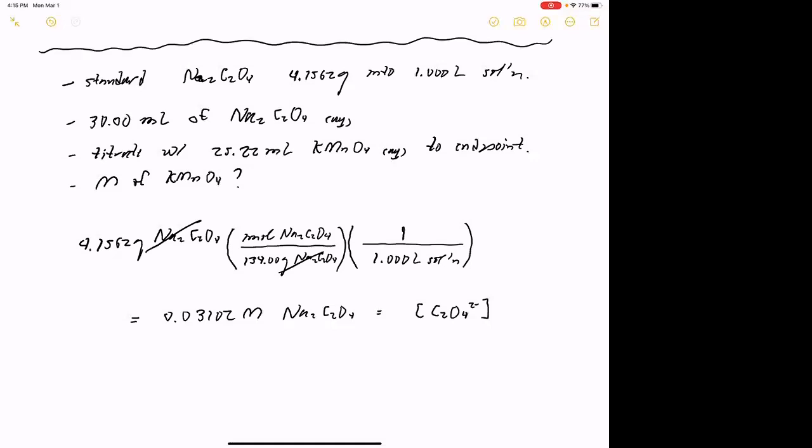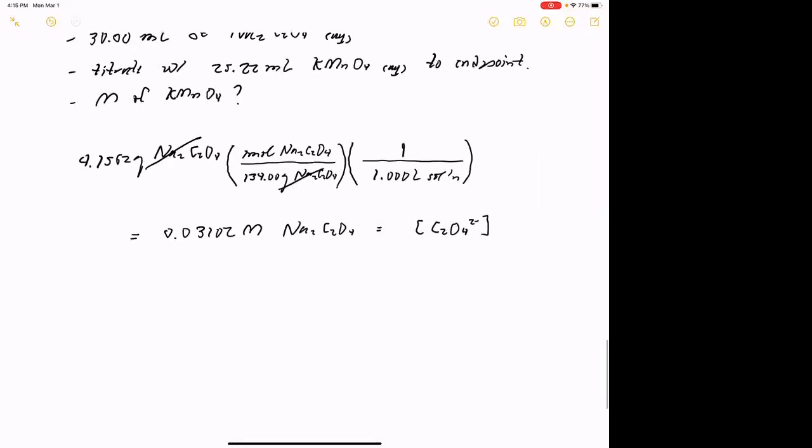I'm going to take a 30 milliliter aliquot of this solution, and we'll go ahead and show this. I'm going to have a beaker or a flask down here, and that's going to have in it 30.00 milliliters of 0.03102 molar oxalate.